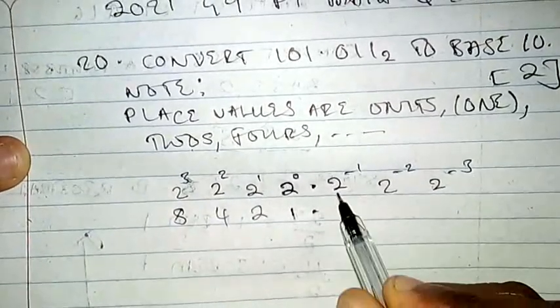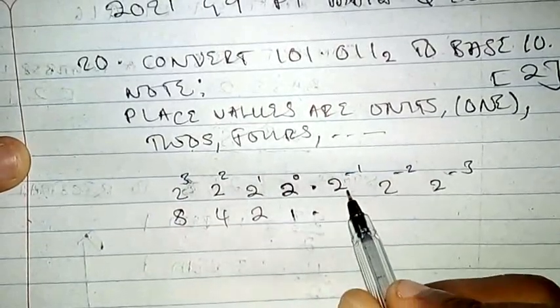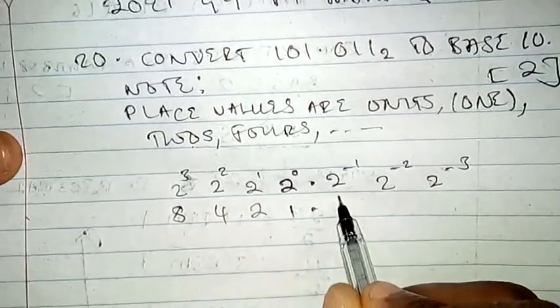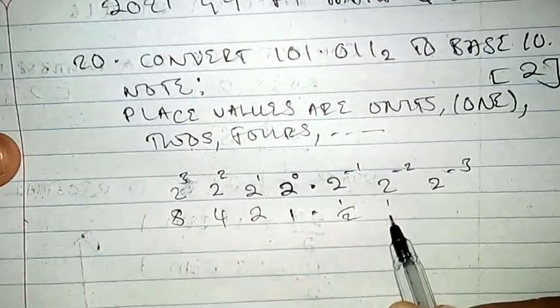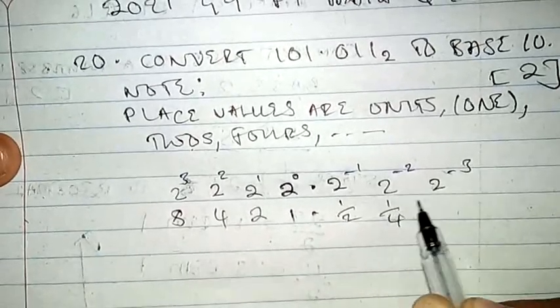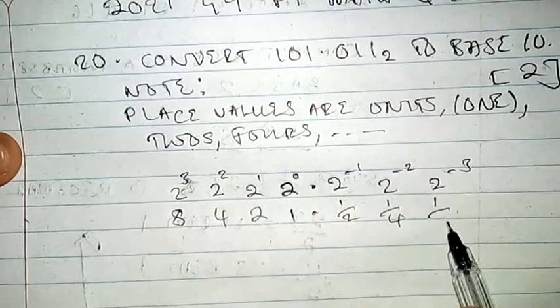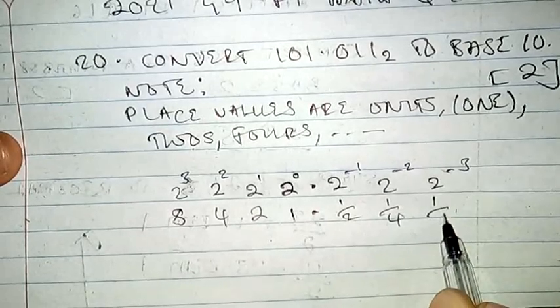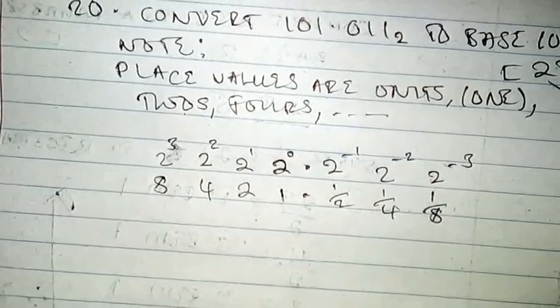Then after the decimal point, 2 to the power negative 1 is the same as saying 1 over 2. Then this is 1 over 4. Then this is 1 over 8, because 2 to the power 3 is 8. So this is how our place values work.